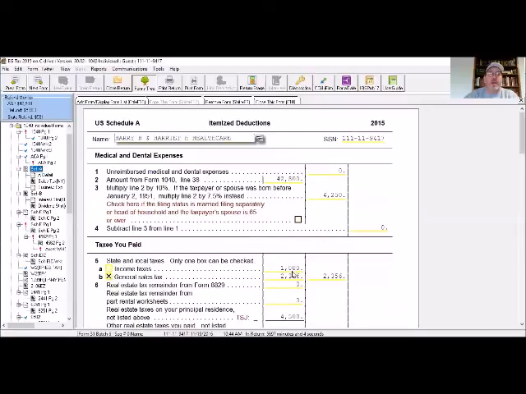If you go back, now you can see my sales tax is greater than my income tax. So I'm going to use that instead of my income tax. Okay.